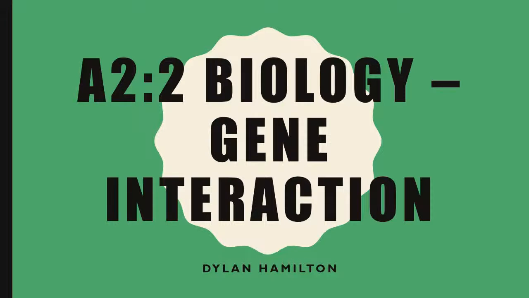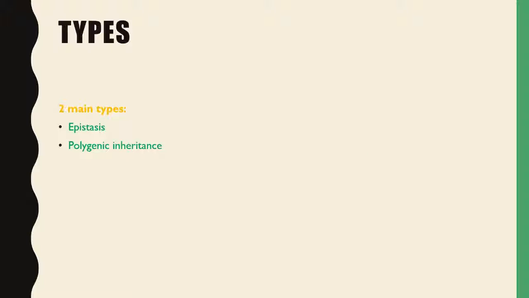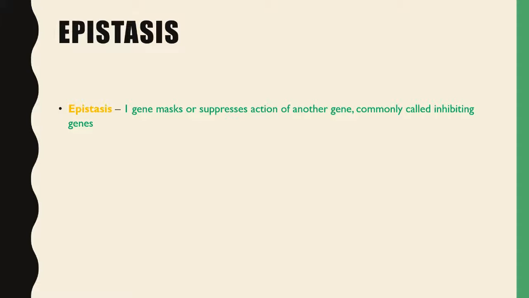Entertainment. I'm your host Dylan Hamilton, and today we're going to be talking about gene interaction as our final video as a part of our inheritance section in our AT2 biology and religion videos. Without further ado, we're going to go straight into it because gene interaction involves two simple things, which is epistasis and polygenic inheritance. Polygenic inheritance is very short, epistasis is a little bit more in depth, and we're going to go through those two right now.